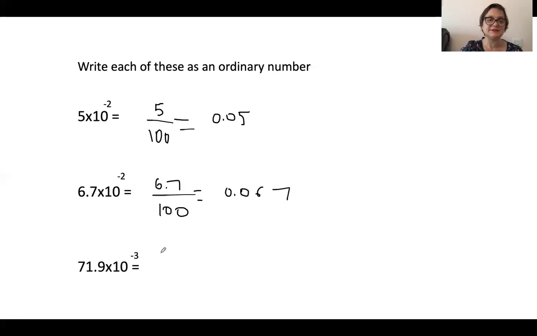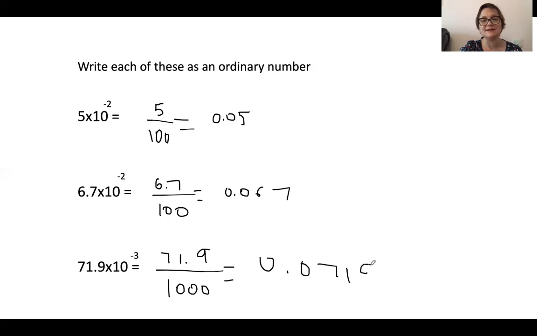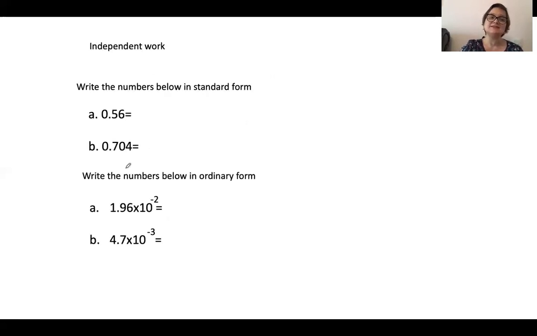This one, write it as it is, 71.9, and then 10 to the power of minus 3 is 1,000 in the denominator. And then dividing this by 1,000, we're going to have 0.0719, just like that.